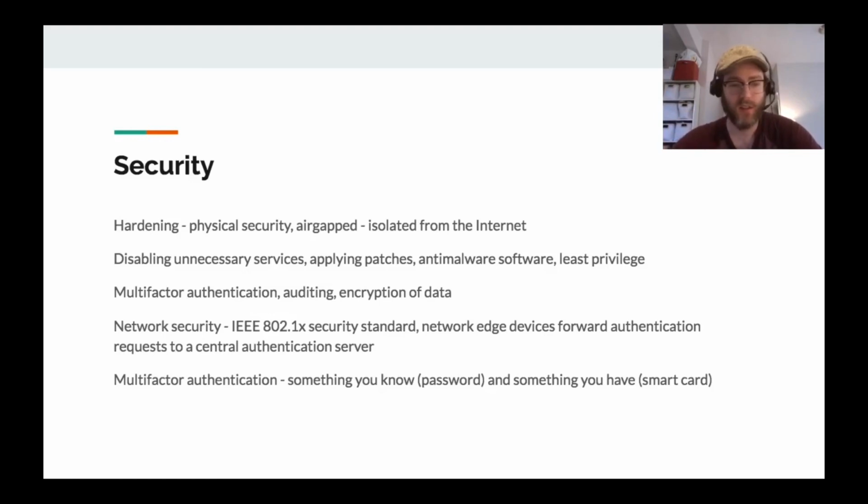So network security, so that's the security standard 802.1X. You want to set up the network edge devices, like gateways and VPNs or whatever, on your network to forward authentication requests to a central authentication server instead of doing the authentication themselves.